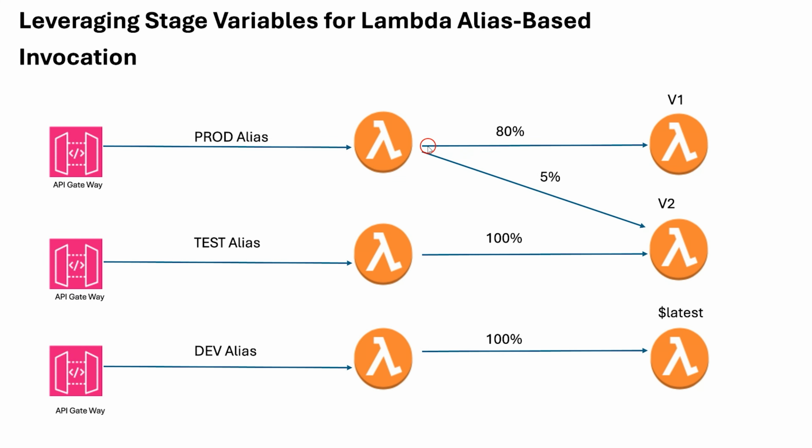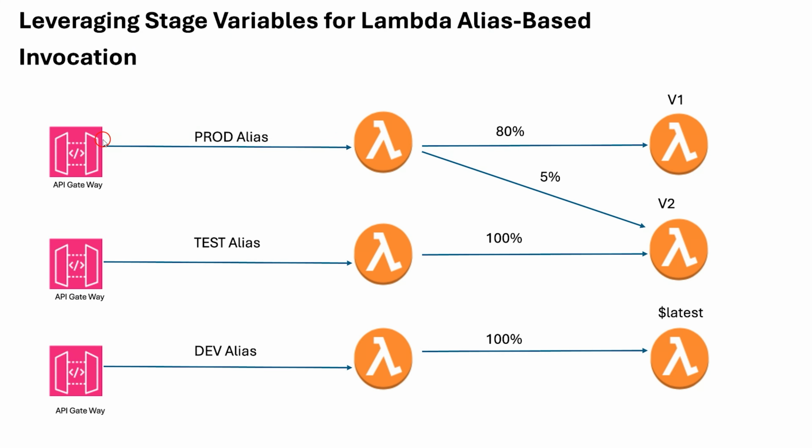So here, if you are good, for example, this 5% will be executed properly. You can route a few more requests to v2. And if you find everything is working fine, you can directly point the prod alias to v2 also. But here the main intention is that we are leveraging the stage variables for Lambda alias based invocation.